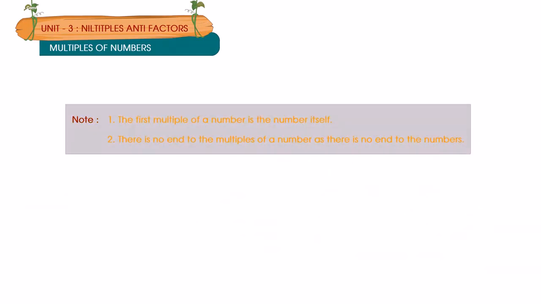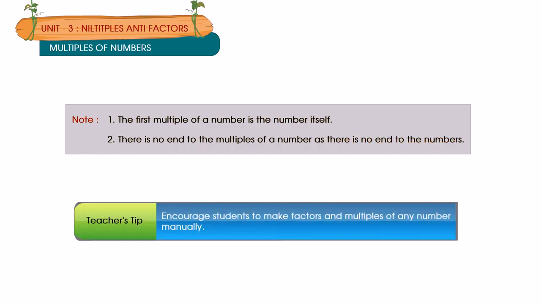Note 1. The first multiple of a number is the number itself. 2. There is no end to the multiples of a number, as there is no end to the numbers. Teacher's tip. Encourage students to write factors and multiples of any number manually.